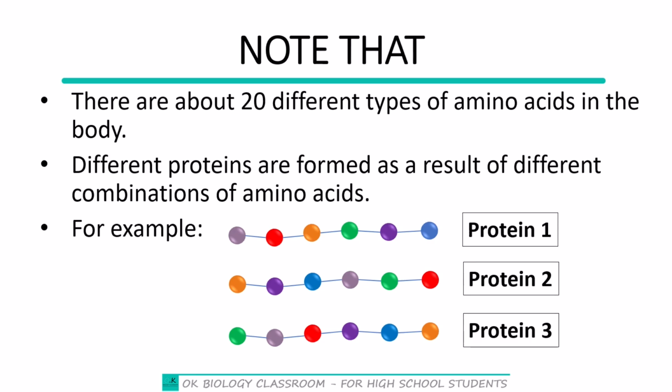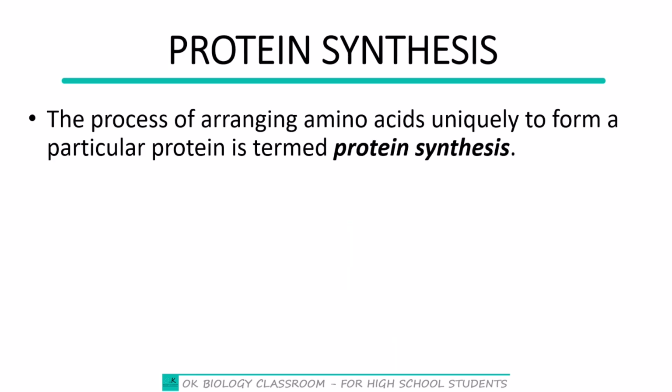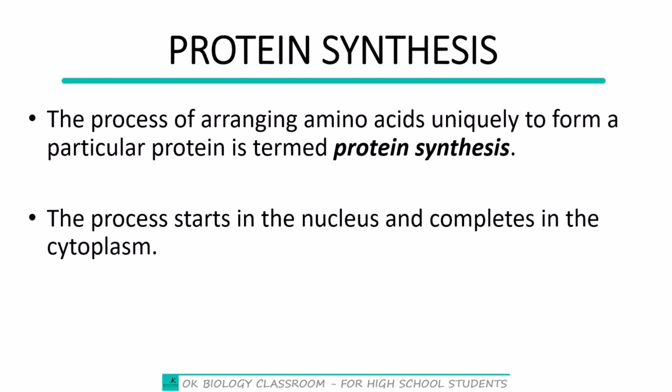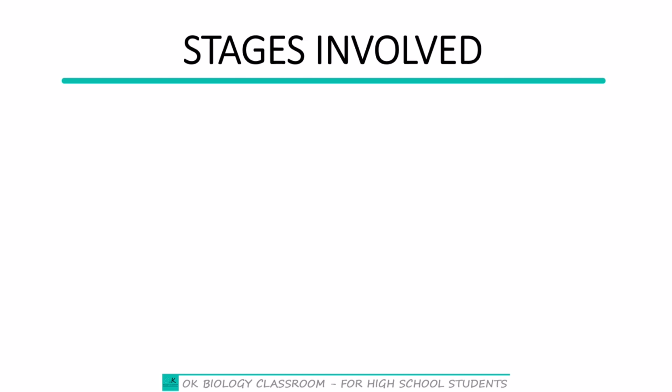Okay. So we'd say that the process of arranging amino acids uniquely to form a particular protein is termed protein synthesis. And note also that the process starts in the nucleus and completes in the cytoplasm. And the process is not just as straightforward as I have illustrated on the previous slide. When we move on, we are going to see the various stages involved, right? So now let's get straight into it to see the stages involved in protein synthesis.